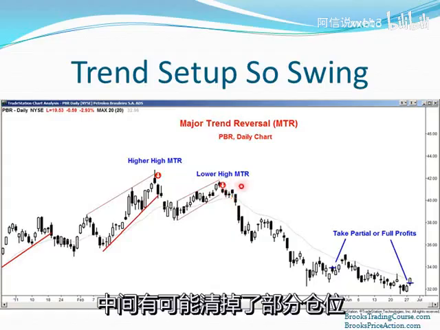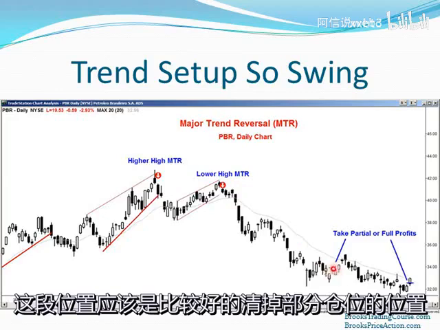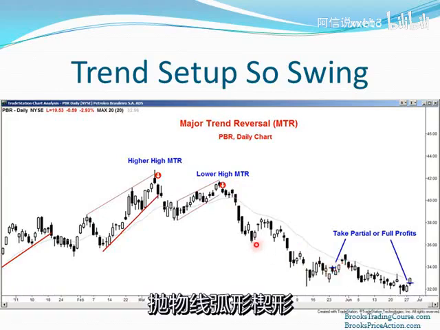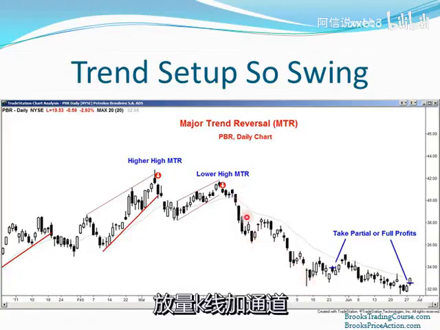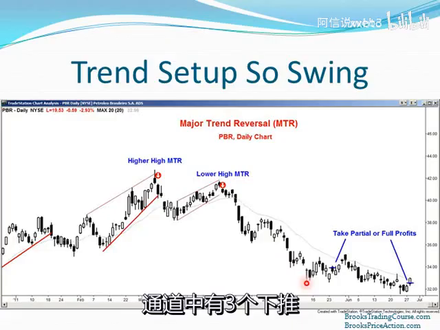So let's say you took the short, whether or not you took partial profits along the way. This would be a good location to take partial profits down here. We have a parabolic wedge, 3 pushes down, 1, 2, 3. So we have a spike and a channel, and the channel has 3 pushes.